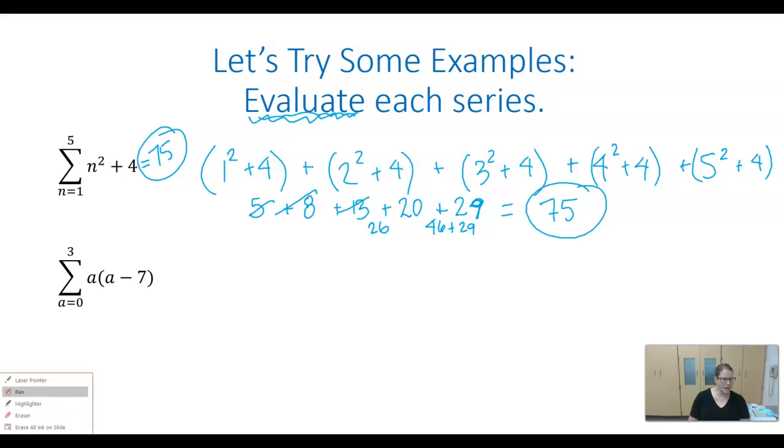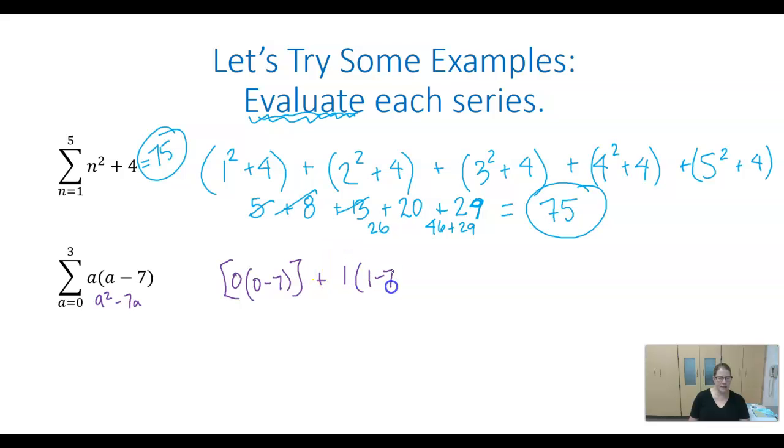So I can either just distribute it right now, write it as a squared minus 7a, and plug it in that way, or I can leave it the way it is. It doesn't really matter, you'll get the same answer either way. We're going to start at 0 and end at 3, so I'm going to plug in 0 first. So 0 times 0 minus 7 is our first term. Second term, we're going to plug in 1, so it'd be 1 times 1 minus 7.